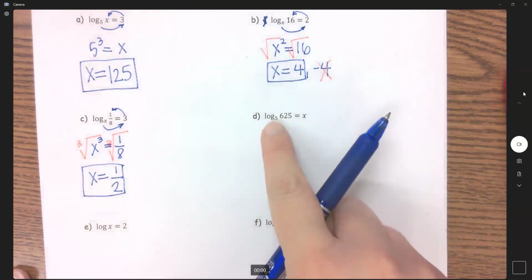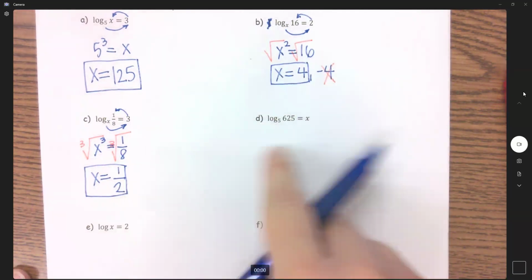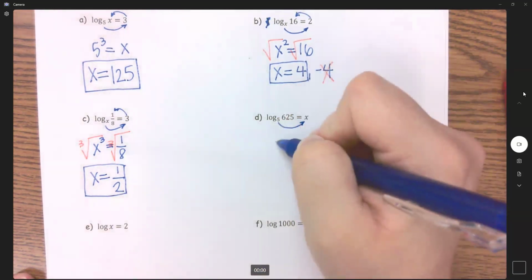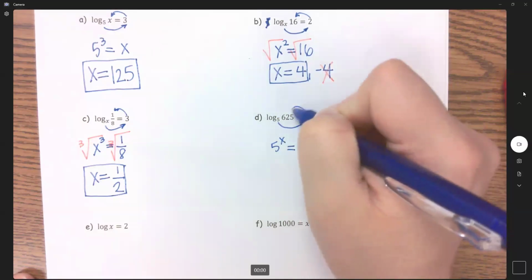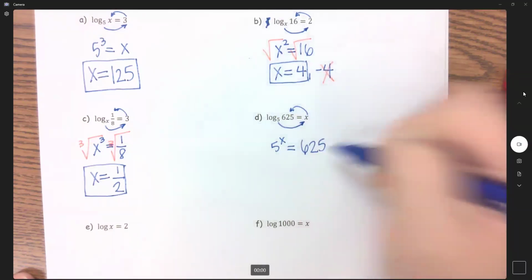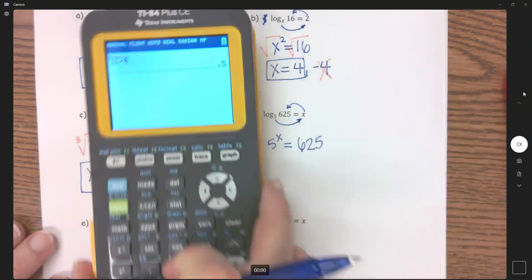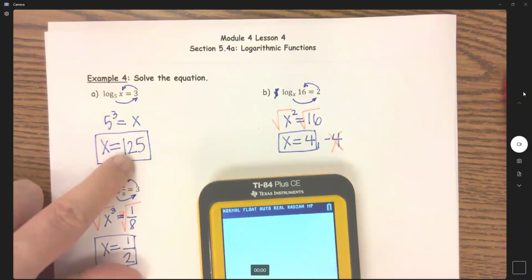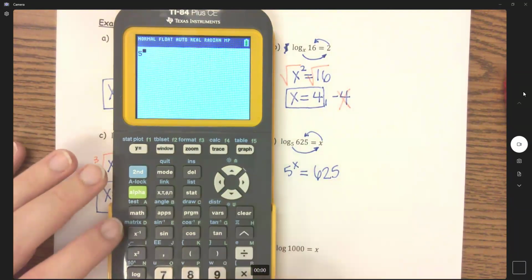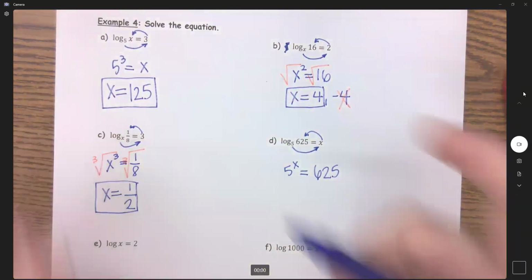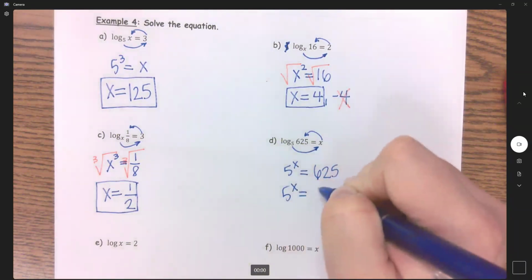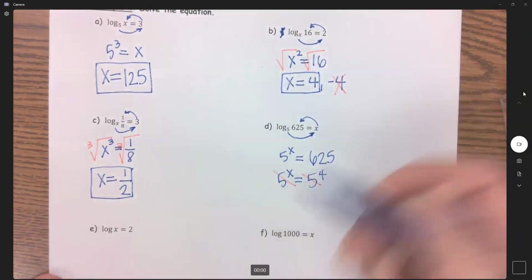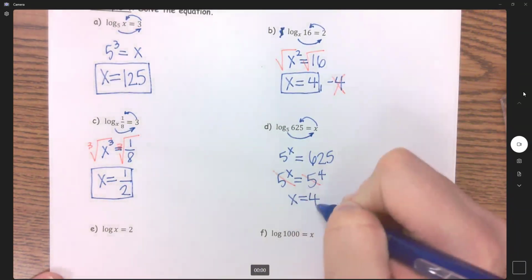Here, if we actually knew how to put a log with a different base in our calculator, we could just get our answer right away, but we don't. So we're going to rewrite. We have 5 to the x equals 625. Let's see if we can write 625 with a base of 5. So we already know 5 cubed is 125. So what is 5 to the 4th? And there it is. So we can do 5 to the x equals 5 to the 4th. Those cancel. And we're left with x equals 4.